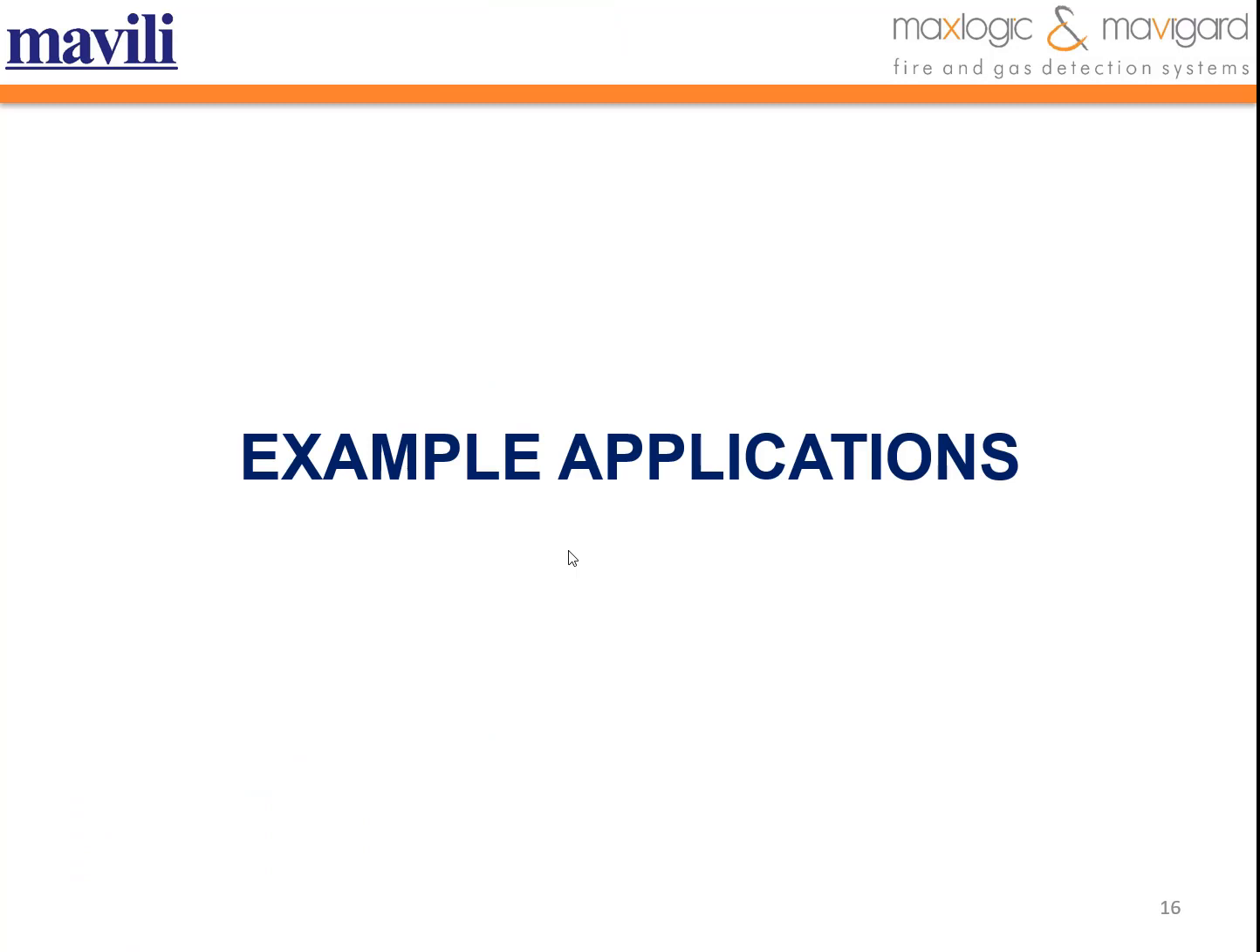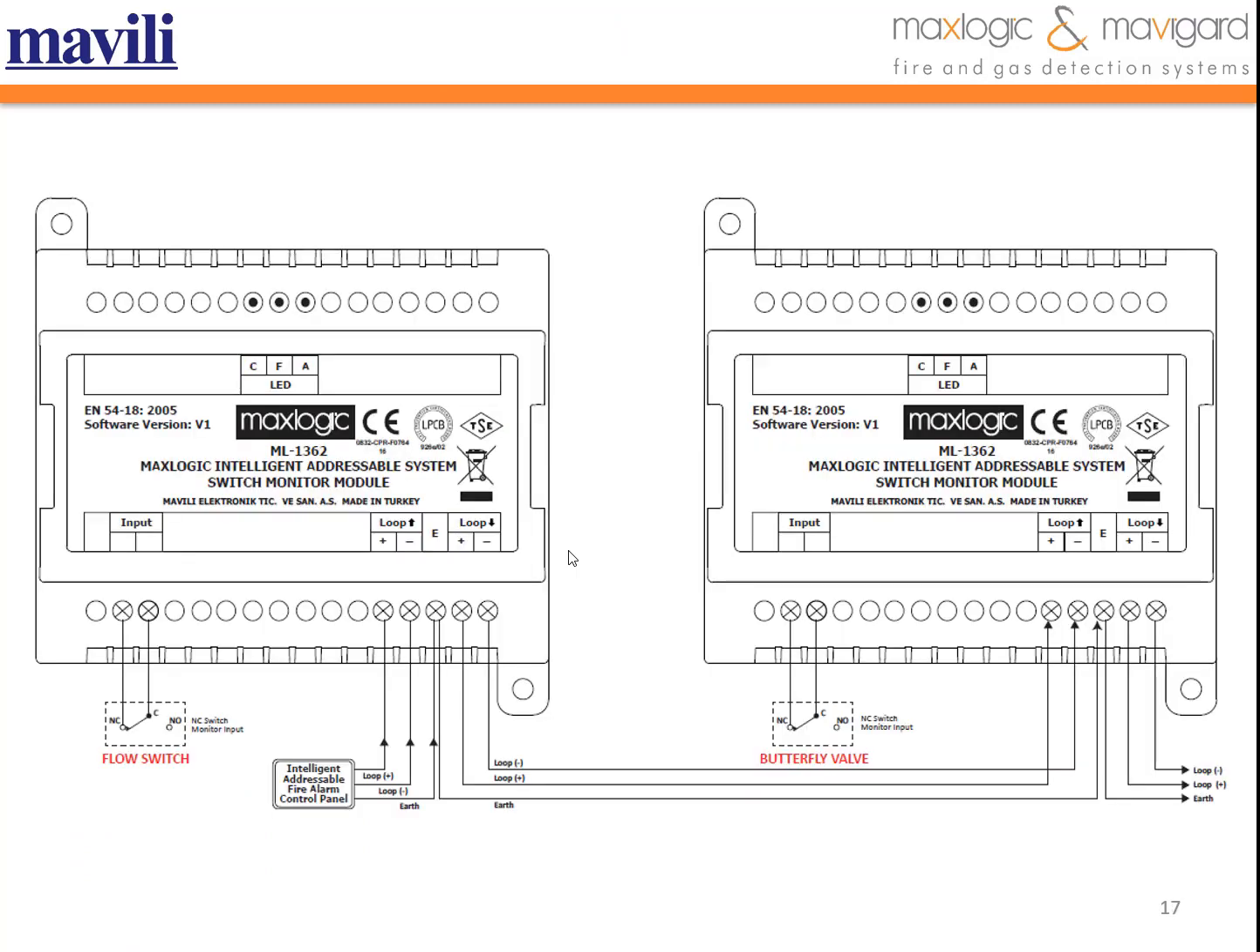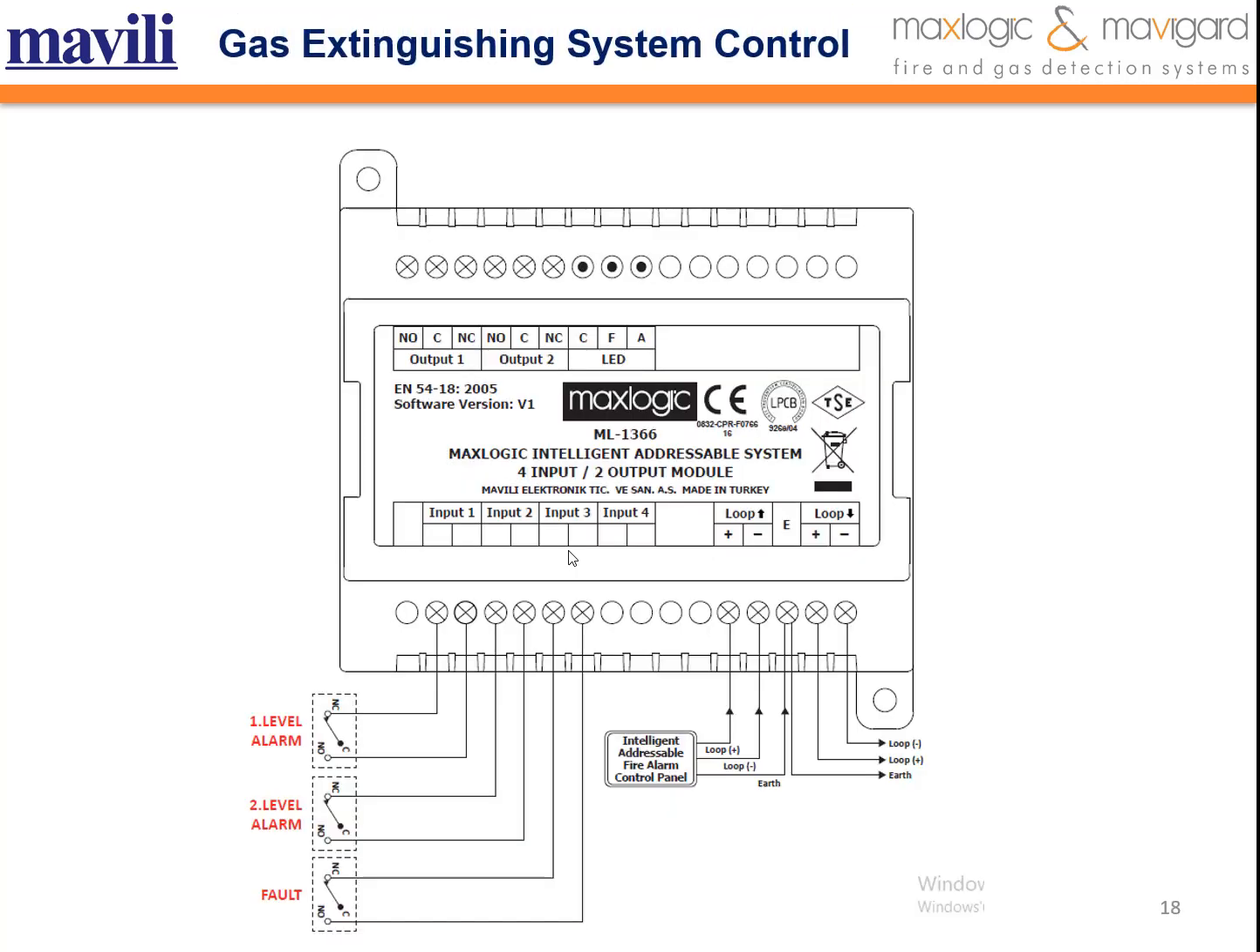Let's look at the example applications for the extinguishing systems. For example, with the water extinguishing system control, whether the flow switch and butterfly valve of the water extinguishing system are open can be monitored with the switch monitoring module, as you can see in the picture. And also, the gas extinguishing system first level alarm, second level alarm, and fault conditions of the gas extinguishing systems can be monitored with our switch monitoring modules.